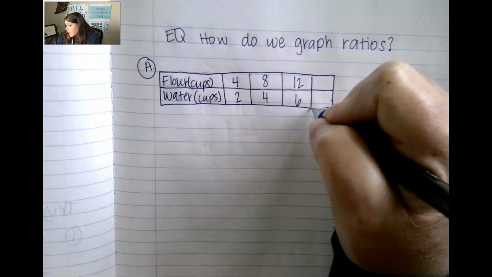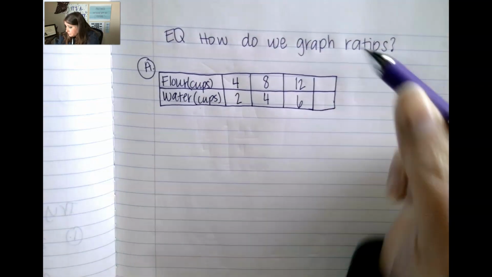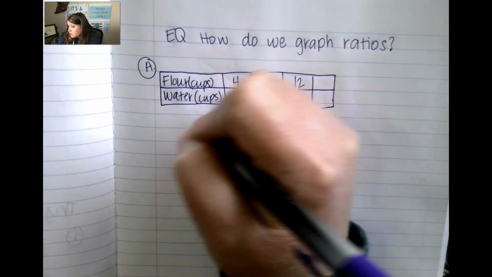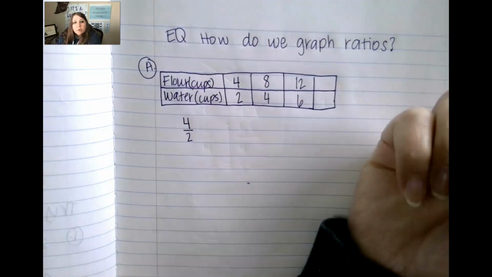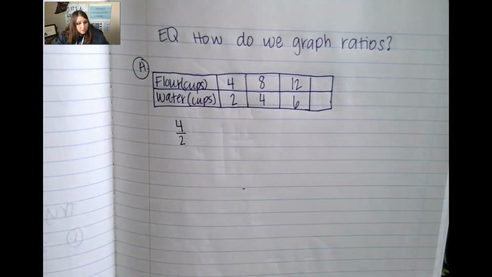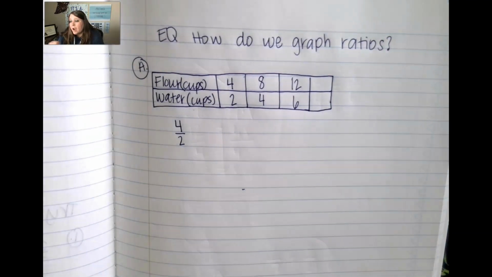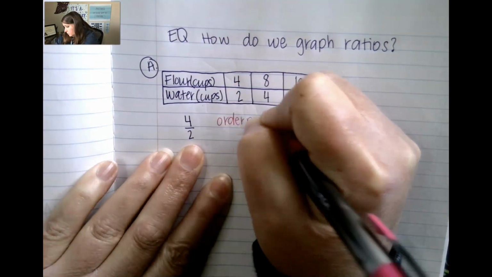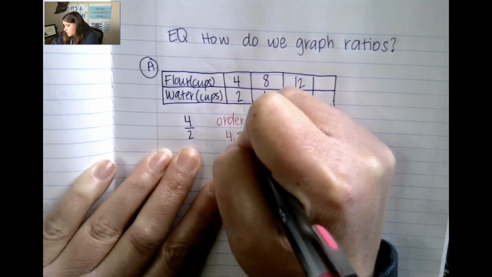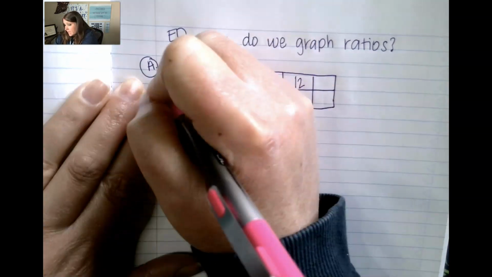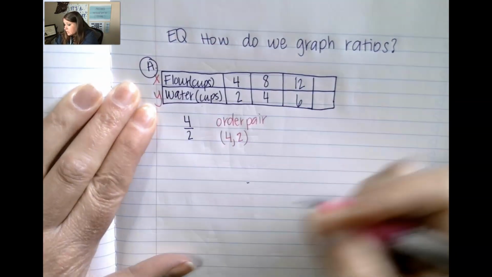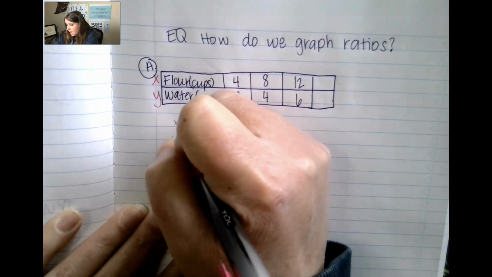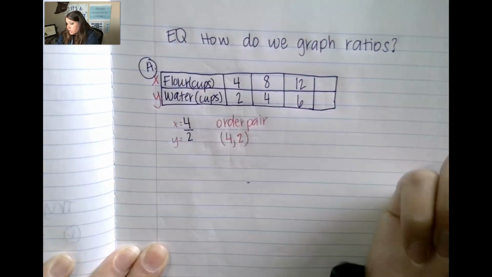So what we can do is we can graph this relationship by looking at the various ratios that we have. So our first ratio is 4 to 2. If we were to write this as an ordered pair, because ordered pairs are what we're going to be graphing, you can think of this table as the x values versus the y values. Our ordered pair is what we're going to graph. So x is 4, y is 2. So we're just going to put 4, 2.